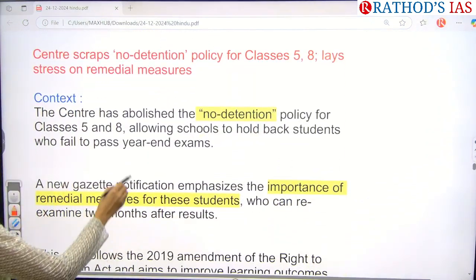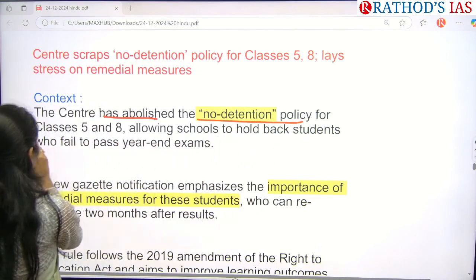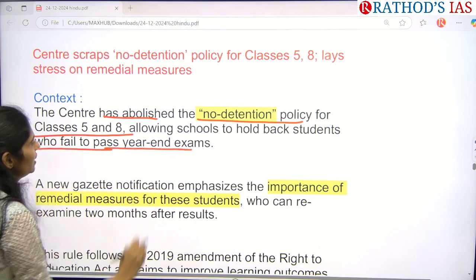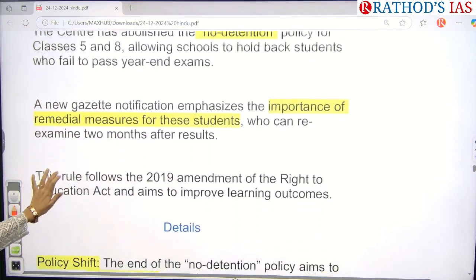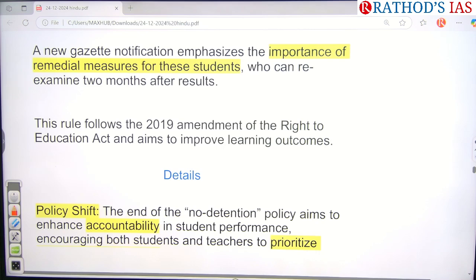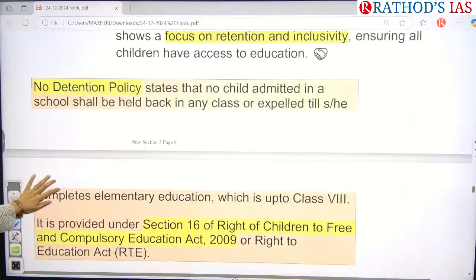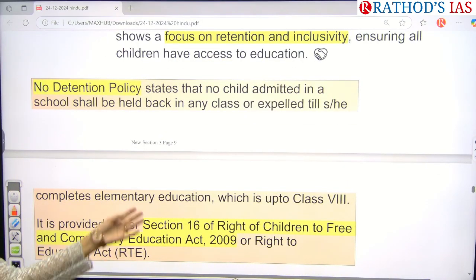So actually, the center has abolished the no detention policy for class 5 and 8, allowing schools to hold back students who fail to pass year-end exams. Now they are going to come up with a new gazette notification, which emphasizes the importance of remedial measures for these students, who can re-examine 2 months after results. So if they are failing, they can be given some time and some bridge courses, and they will see whether they pass in the next 2 months or not. That is the thing. You said many more points. So it is based on the 2019 national education policy.